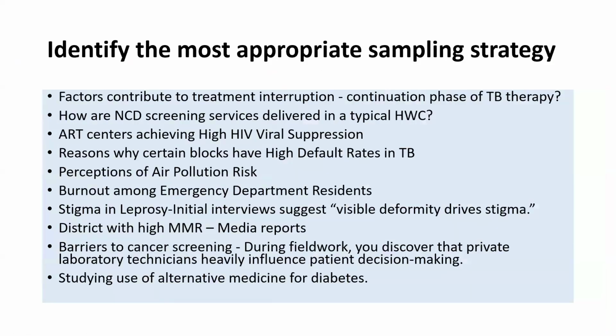So the first question is factors contributing. You want to understand what are the factors which contribute to treatment interruption in the continuation phase of TB therapy. So can anyone tell me what kind of sampling you would use? Would you use a deviant sample or an extreme sample or a typical case, or have you already forgotten about the different types?